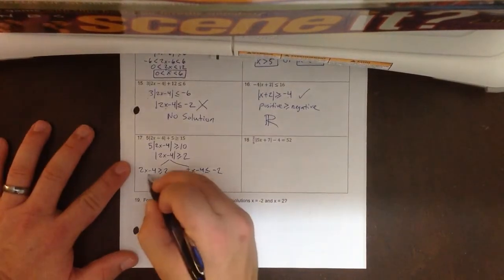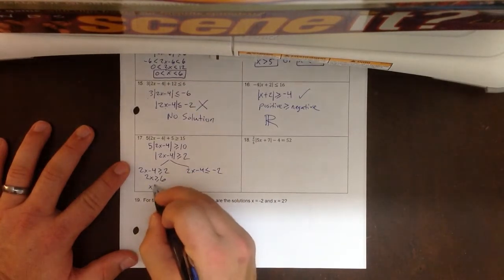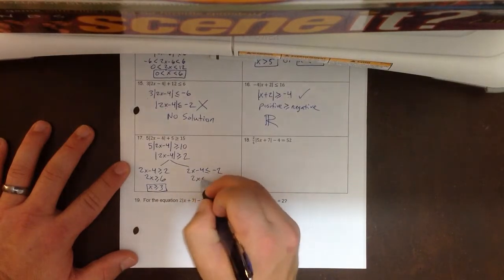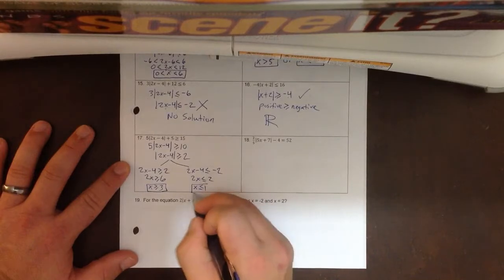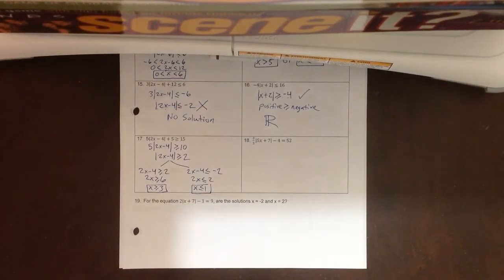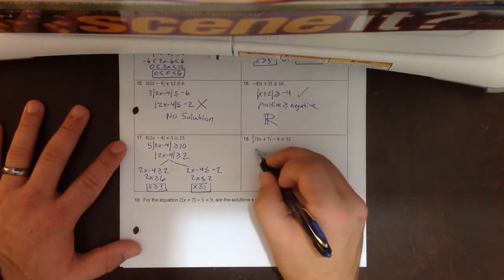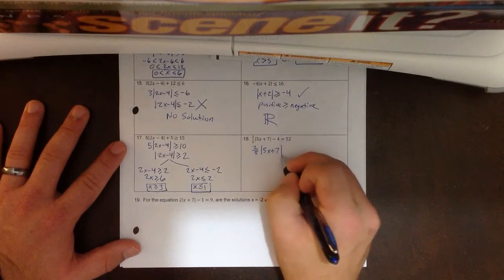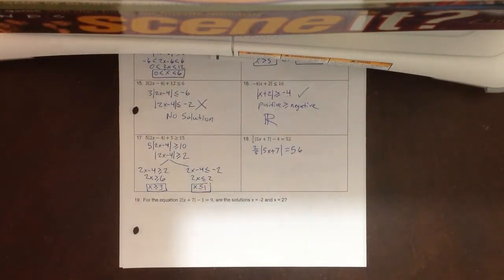And so we're going to add 4 first. 2x is greater than or equal to 6. Divide by 2, x is greater than or equal to 3. Add 4, 2x is less than or equal to 2. Divide by 2, x is less than or equal to 1. Those are my two possibilities. Alright, number 18. Our first step is we're going to add 4 over. So we get 2/5. 5x plus 7 is equal to 56.